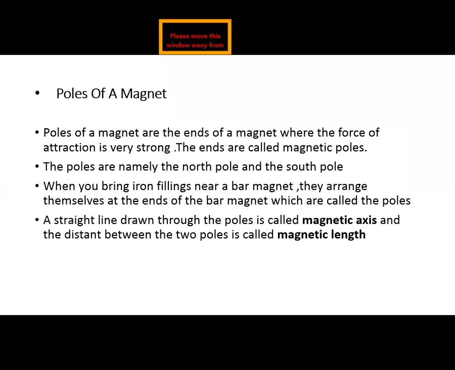Do you get it? And at the extreme end, a straight line drawn through the poles is called the magnetic axis. So if you take the north and the south pole, basically, if you draw a straight line through the poles of the magnet, that straight line that passes through the two, we call it the magnetic axis. And the distance, the length between the north and the south, we call it the magnetic length.